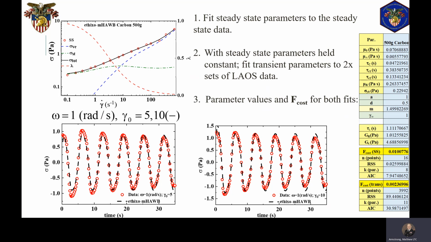So this is our first fitting. In the upper left-hand corner, again, we pin down the steady state parameters, and then we keep those constant and attempt to fit the best values of the transient parameters using 2 sets of large amplitude oscillatory shear, which are shown on the bottom. On the right-hand side, we see the best fit parameter values and the cost function.